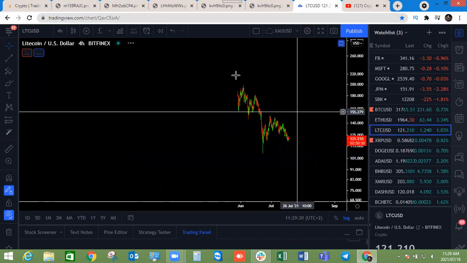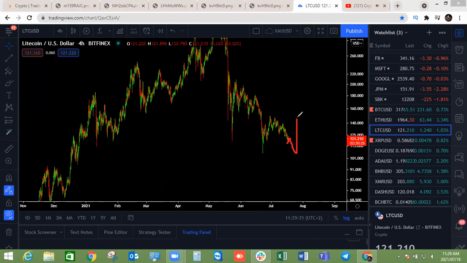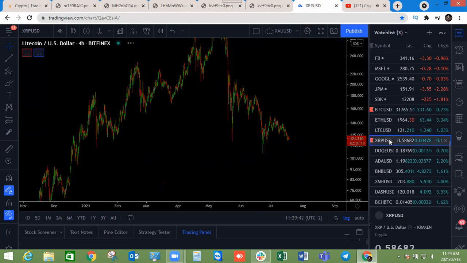So Litecoin showing continuation to the downside as well. Can even retest this level here before we get a bounce to around this level. So Ethereum showing continuation to the downside in the next coming sessions. Ripple.